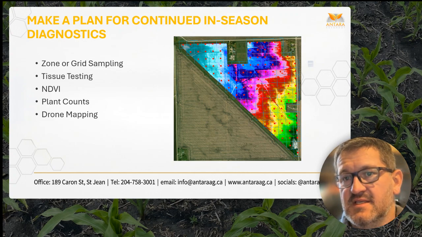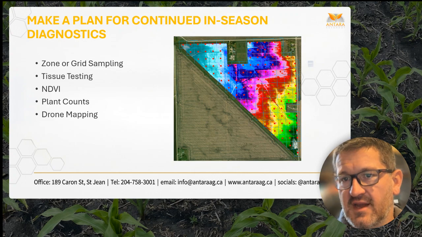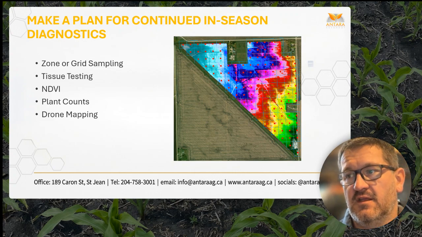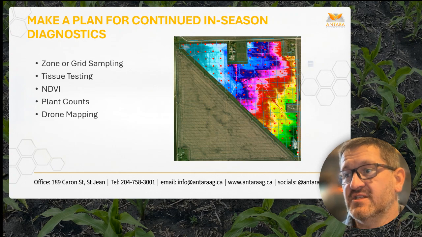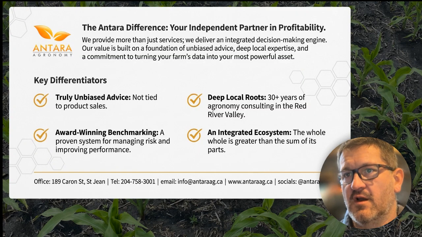Other things to look at in season, NDVI, you can use drone mapping, plant counts. There's a lot of technology coming online now for evaluating plant stands using drones, using cameras that can really help paint a picture of what our emergence is like early on in the season. So these are all tools that we can use to help figure out what is wrong or what is going on in some of these fields.